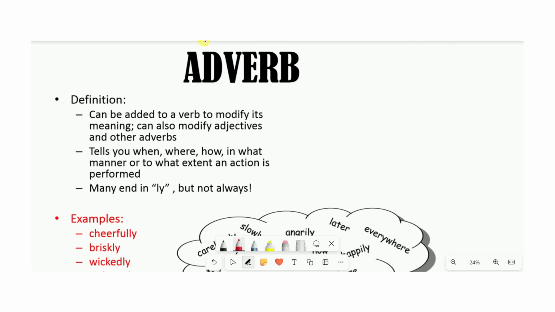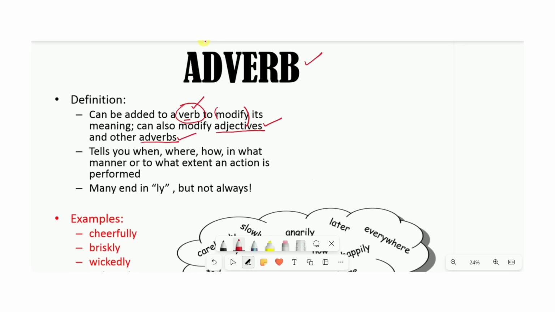Correct. Now that we have learned about the verb, which is an action word, we have to understand what we mean by an adverb. Let us go to the definition. An adverb can be added to a verb to modify its meaning, and can also modify adjectives and other adverbs. So in essence, an adverb is any word in a sentence that tells us more about the action that is being performed. However, an adverb can not only modify a verb, it can also tell us more about an adjective, and it can also tell us more about another adverb.